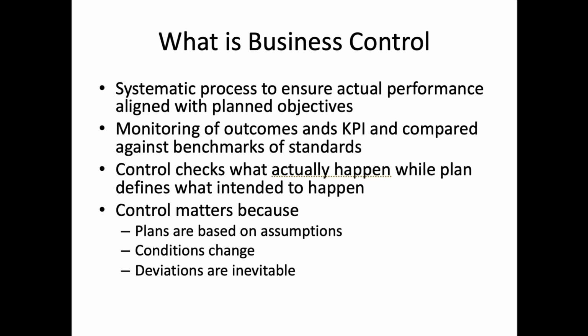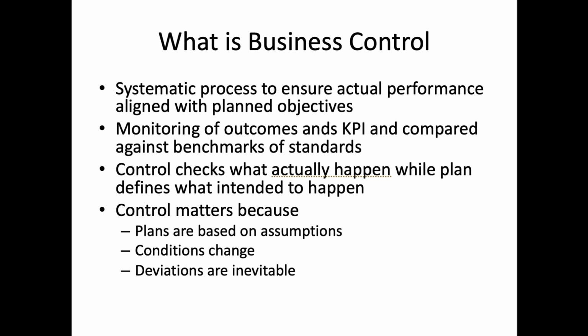Business control is the managerial process that ensures the actual performance of an organization remains aligned with its planned objectives. In operations management, control refers to the systematic monitoring of outcomes and KPI, comparison against benchmark of standards, and the initiation of corrective actions when deviations occur. If planning defines what the organization intends to do, control determines whether those intentions are being realized and what adjustments are required.